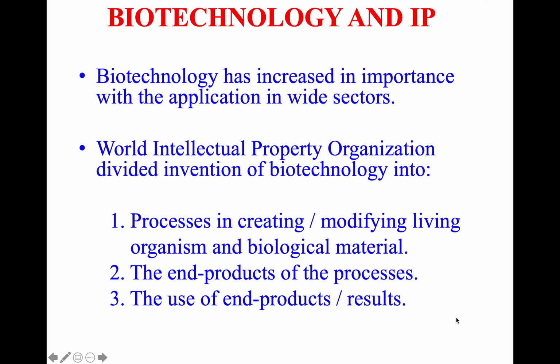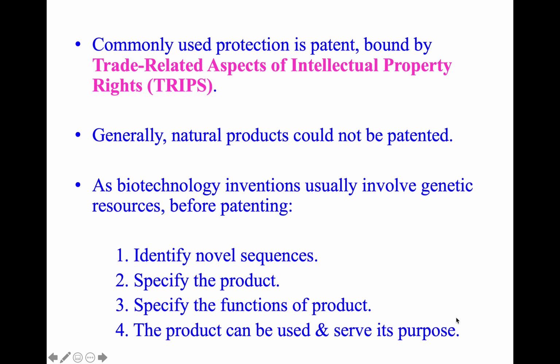So the World Intellectual Property Organization has divided inventions of biotechnology into three: processes in creating or modifying living organisms and biological material; secondly, the end products of the processes; and third, the use of the end products or the results. So the commonly used protection is patent, like I said earlier on, and they are bound by the TRIPS, or trade-related aspects of intellectual property rights. Generally said, natural products could not be patented, simply. Okay? So bear that in mind.